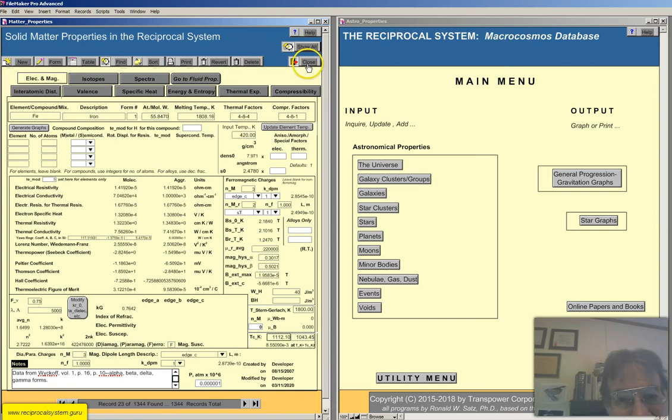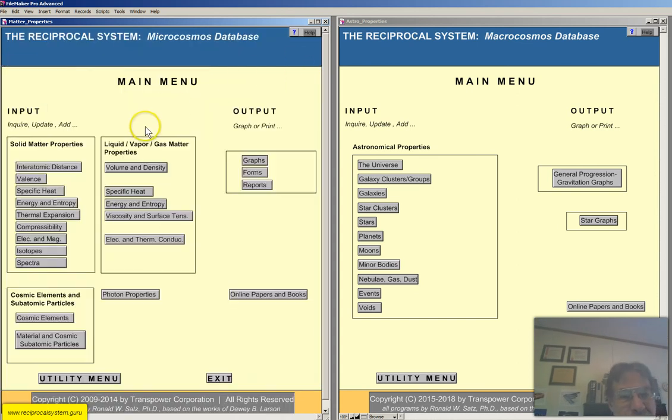Now, after that, I have these two database modules. This is the Microcosmos database: solid matter properties, liquid, vapor, and gas matter properties, cosmic elements, subatomic particles, and photon properties. Very complete. The Macrocosmos database I've already covered in screencasts, and this includes the universe as a whole, galaxy clusters and groups, galaxies, star clusters, stars, planets, moons, minor bodies, nebulae, gas and dust, and voids. It has a great graphing program here, same with Microcosmos, so you can graph most of the properties.